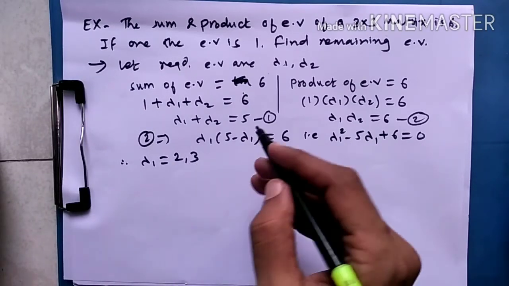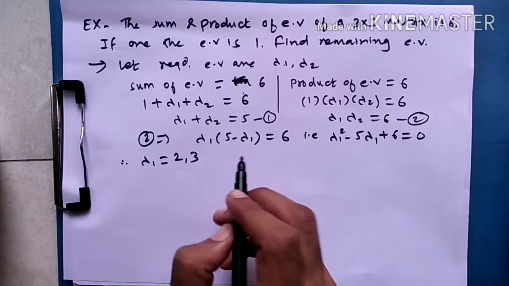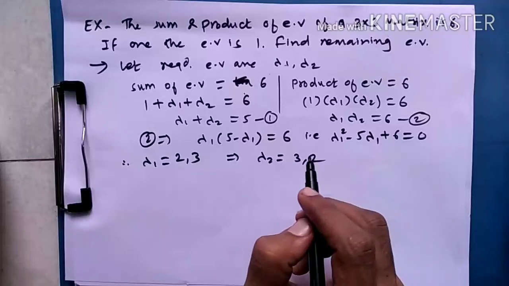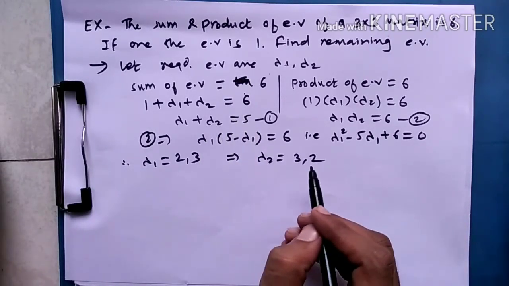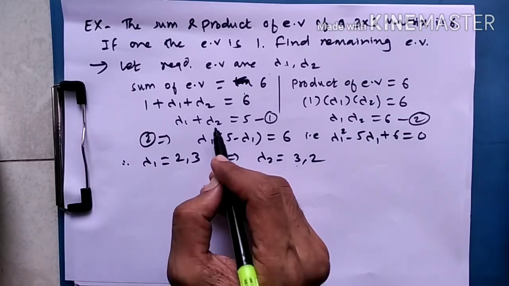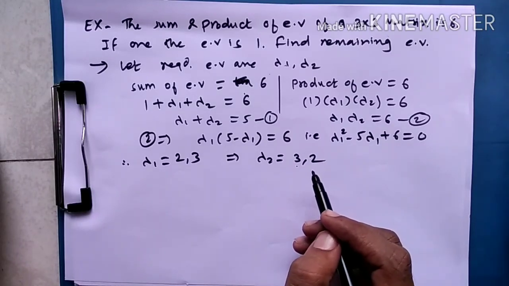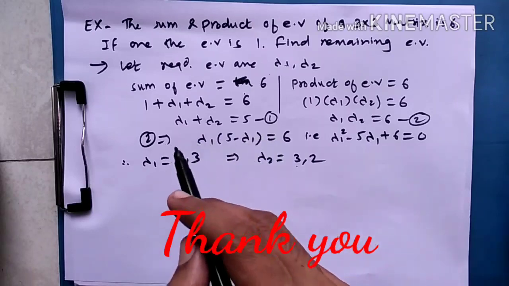Now substitute these values back to equation 1, where lambda 2 is 5 minus lambda 1. You will easily get the answer for lambda 2, that is 3, 2. When you put lambda 1 is equal to 2, it will be 5 minus 2, that is 3. And when you put lambda 1 is equal to 3, lambda 2 is 5 minus 3, that is 2. Okay. So exactly similar problem it was. So this will be the way to solve problems based on properties.